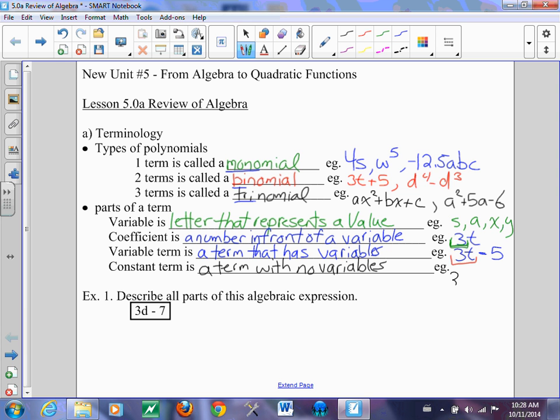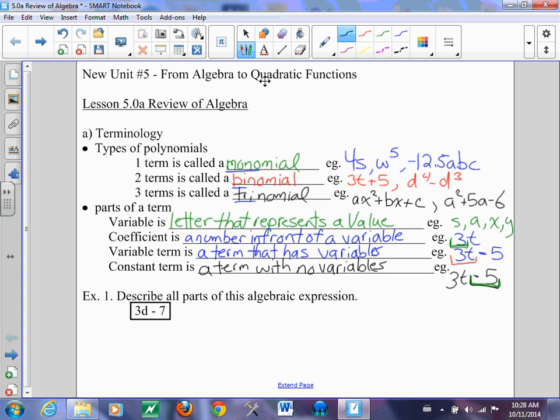So in this example, if I've got 3t minus 5, it's the negative 5, folks, that's your constant term. (Sorry, I tried to change the color here.) All right, let's keep going here.